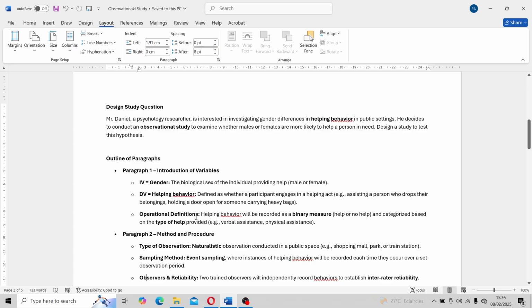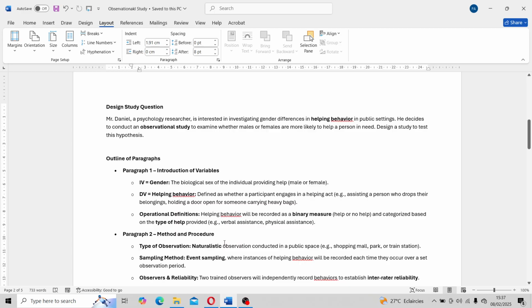Okay, so the operational definition: helping behavior will be recorded as a binary measure, that is either help or no help. And this is a way of trying to quantify it, as simple as that. So it's a way of encoding behavior into simple terminologies, and categorized based on the type of help provided. You can further do this, that's left for you: verbal assistance or physical assistance. You can decide not to use that. So your help is just focusing on physically raising the person up or physically helping the person to open the door. That depends on you, right?